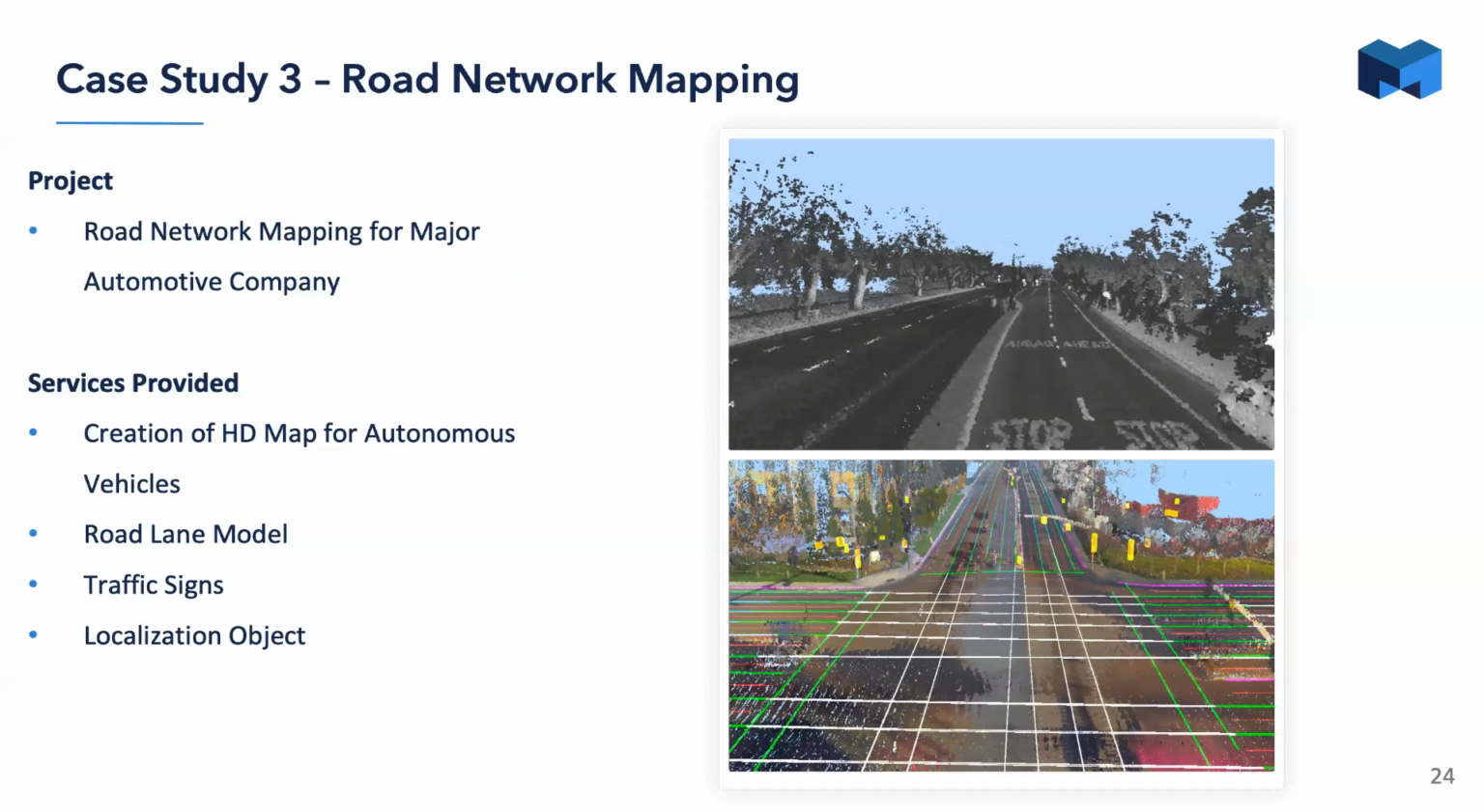So these are the objects that the autonomous vehicle would look at to calculate its position using techniques like SLAM, for example. So really interesting projects as well, which we've delivered on, and we're now scaling that up to cover the majority of the US.